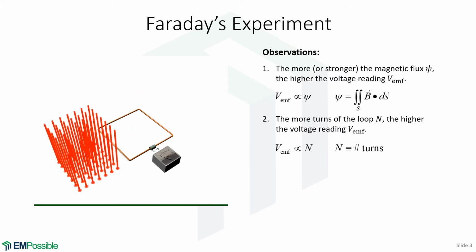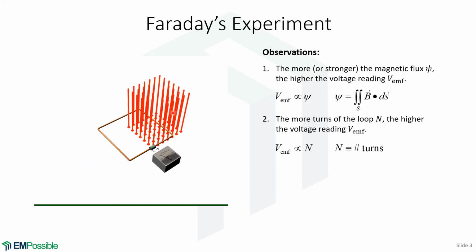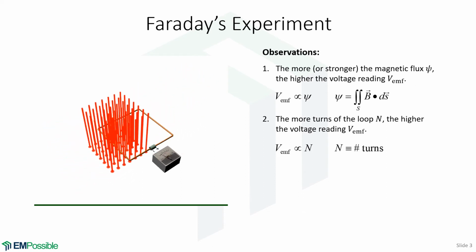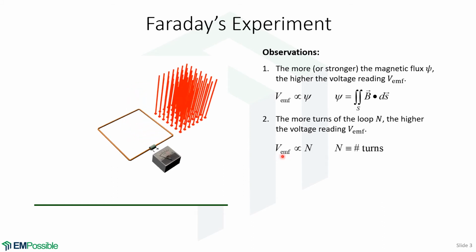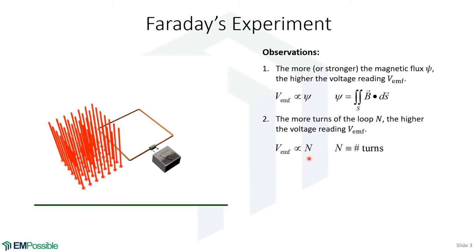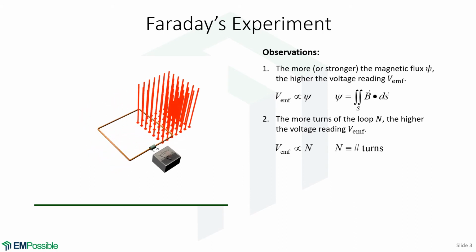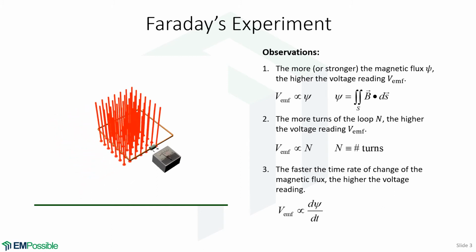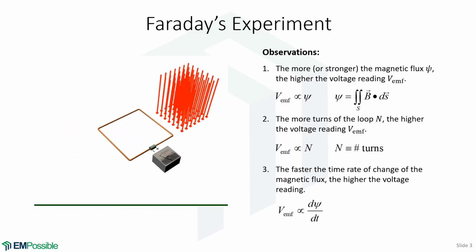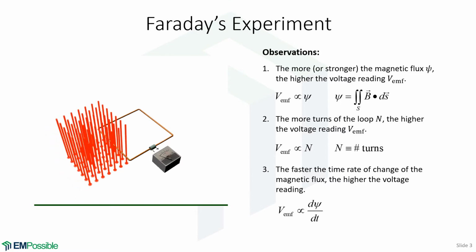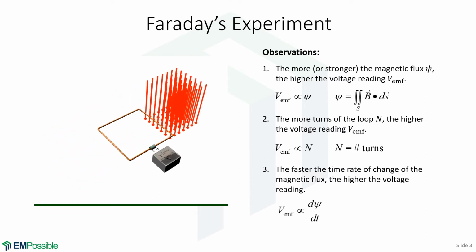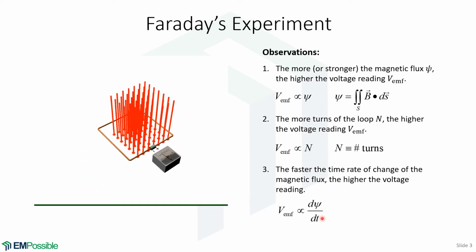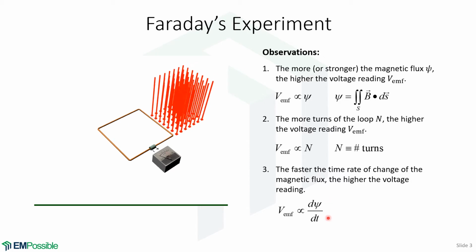The second observation was that the more turns in the loop, the higher the induced EMF, because there are more loops to capture the magnetic field. So somehow the induced EMF is proportional to the number of turns used. And the last observation is that the quicker this magnetic field passes over the loop, or the more quickly changing in time the magnetic flux is, the higher the induced EMF. So the induced EMF is somehow proportional to the time rate of change of the flux.